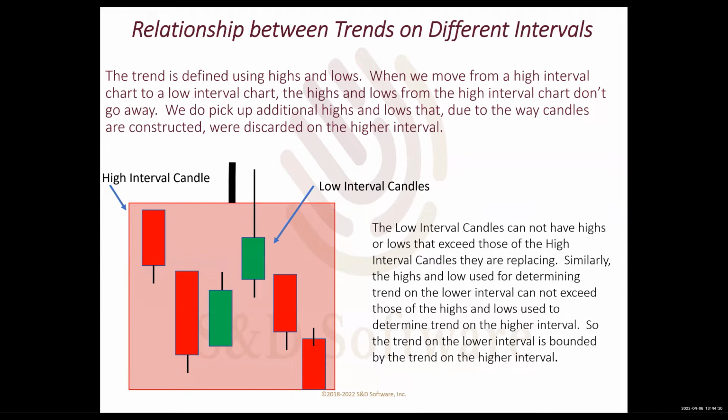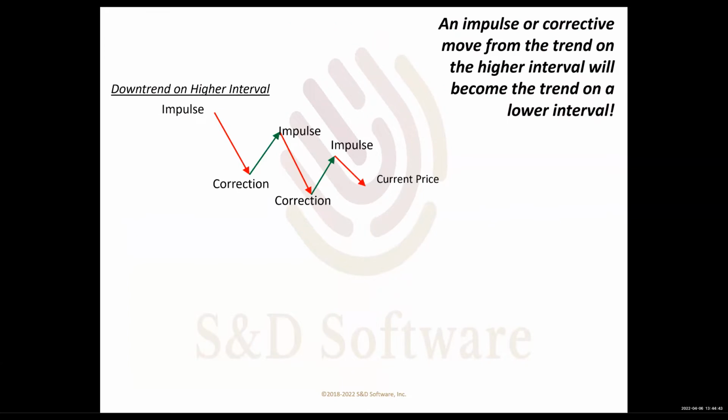So the trend on the lower intervals is going to be bounded by the trend on the higher intervals. And this is a direct consequence of the way that candles are formed and the fact that candles are a sampling mechanism. So let's look at what happens as a result of this.